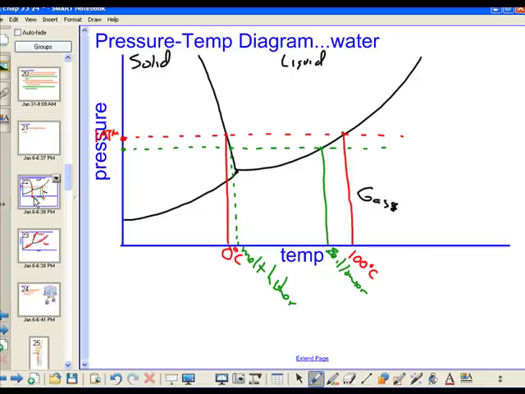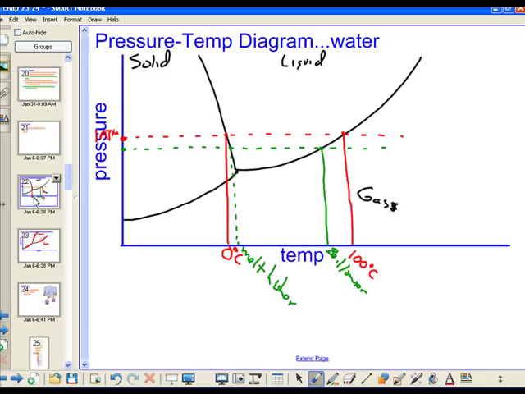The red line would represent where this would be 1 atmosphere. This might be at sea level. In other words, it would tell us at sea level, if I'm at a certain temperature, what state is water going to be in? And where it crosses the lines, and this is true for any substance, tells us where it's going to boil, where it's going to freeze, where it's going to melt, etc.